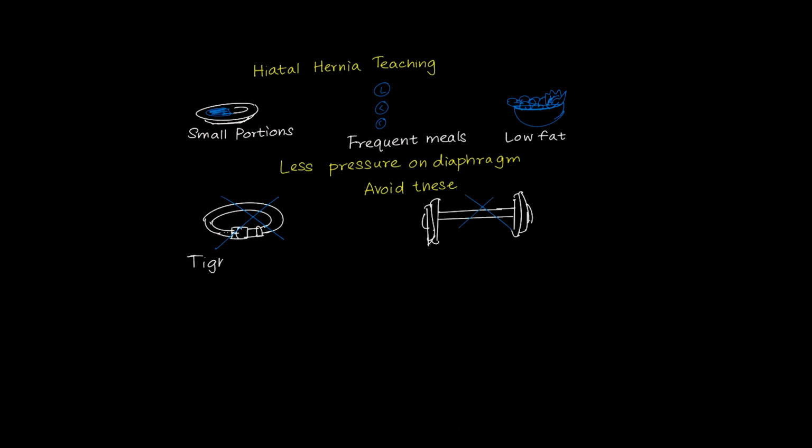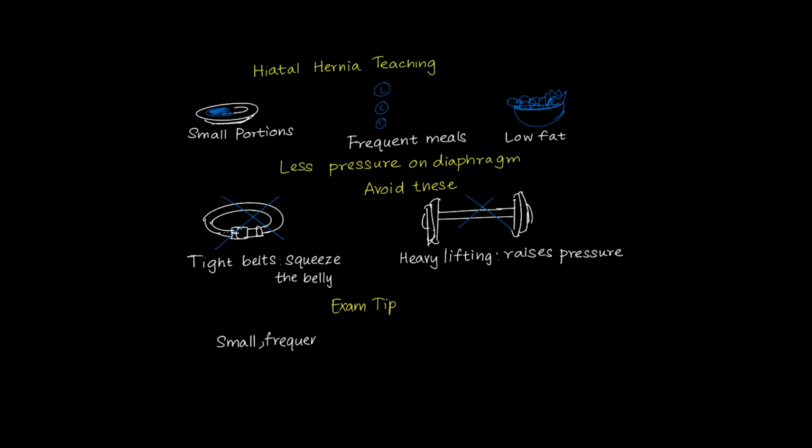Tight belts raise intra-abdominal pressure directly, so patients avoid waistbands that squeeze the belly. Heavy lifting and straining push more stomach tissue through the weakened diaphragm opening, worsening the hernia over time. Lying down right after eating flips gravity against the patient, allowing gastric contents to flow back through the hernia and irritate the esophagus. Patients should stay upright for at least 3 hours after meals.